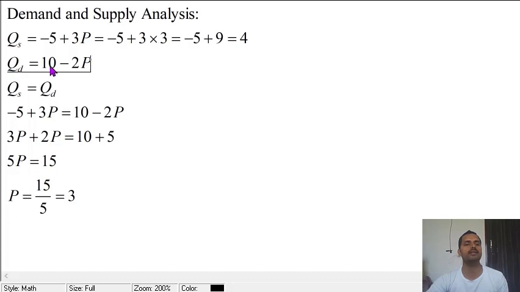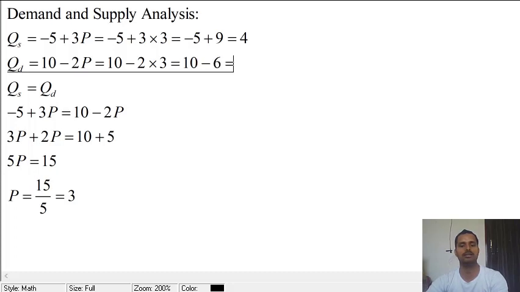So this is your equilibrium quantity in the market. You can verify that equilibrium quantity demanded will also be 4 because it is the equilibrium quantity for the equilibrium price. So you can write here 10 minus 2 multiplied by 3 because we know that P is equal to 3. So 10 minus 6 is equal to 4. Same, we have found the same value for quantity supplied and quantity demanded, and we have verified the answer that QS is equal to QD. So our equilibrium quantity is 4 and our equilibrium price is 3. So this will be our answer.